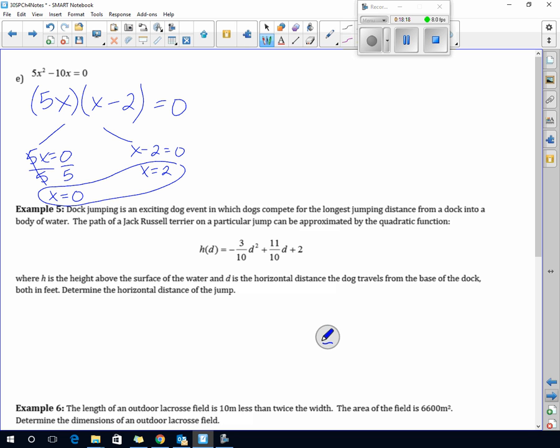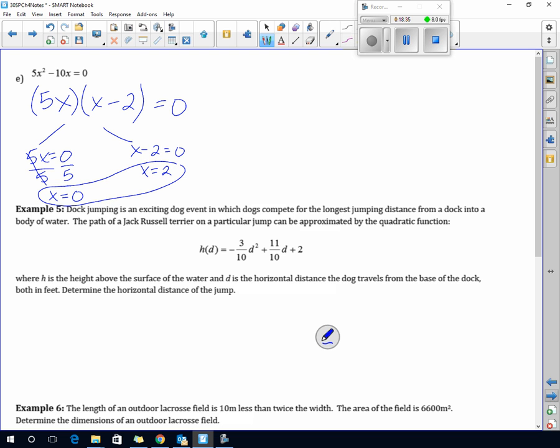People think that's not really a solution, but it is. If we put 2 in there, 2 squared is 4. 4 times 5, 20. 2 goes into here, 10 times 2, 20. What's 20 minus 20? 0. Okay. Whew, I'm exhausted.